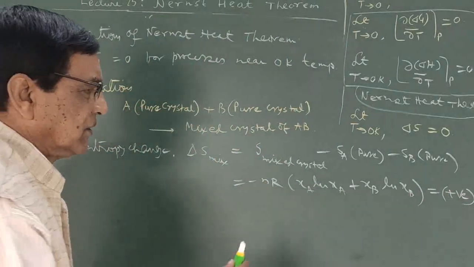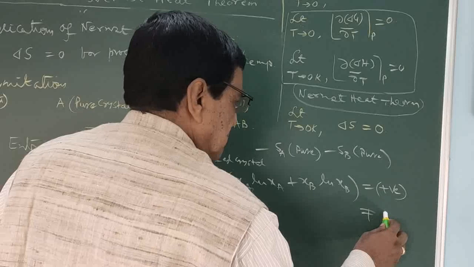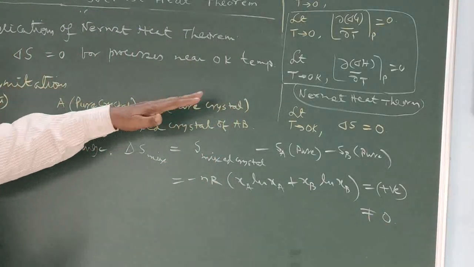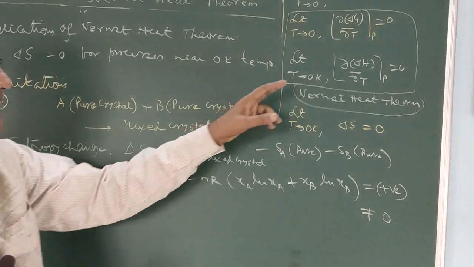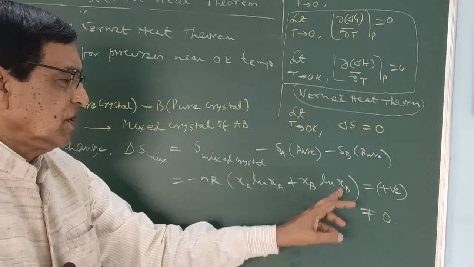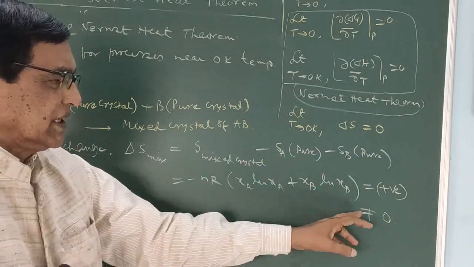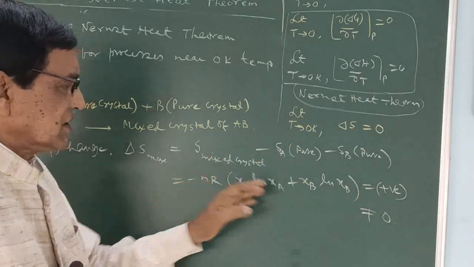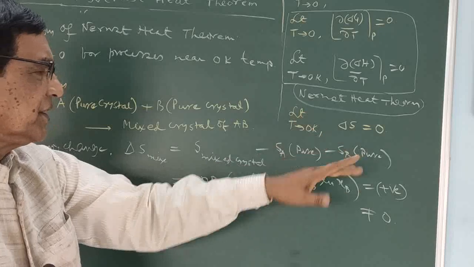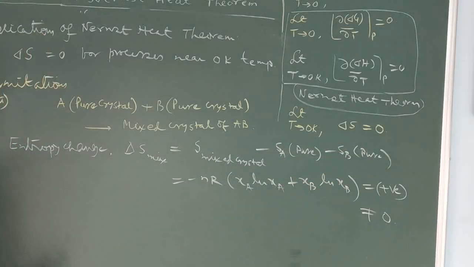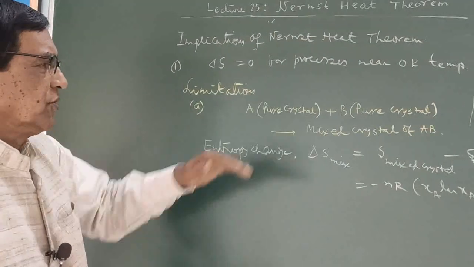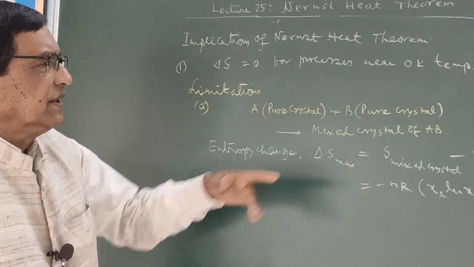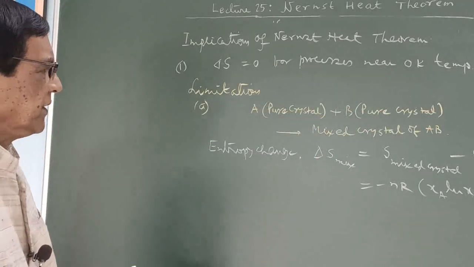This shows that delta S is not equal to 0. And this actually deviates from the Nernst heat theorem. This delta S is not equal to 0, but becomes positive, meaning increasing, for this process, though this process is occurring near 0 Kelvin temperature.